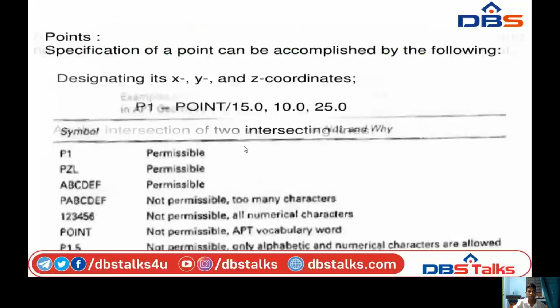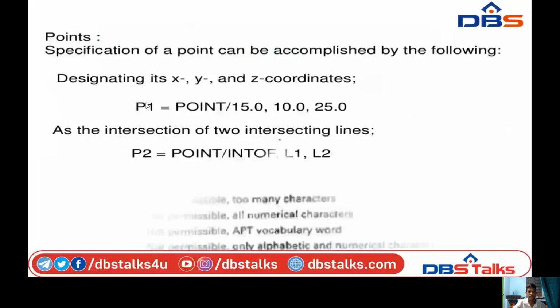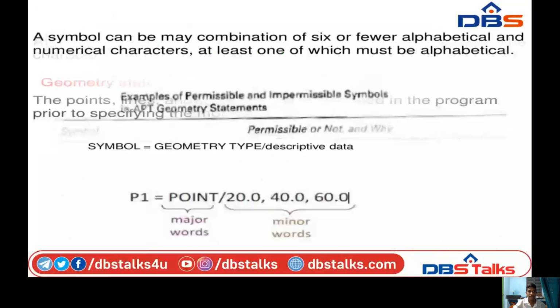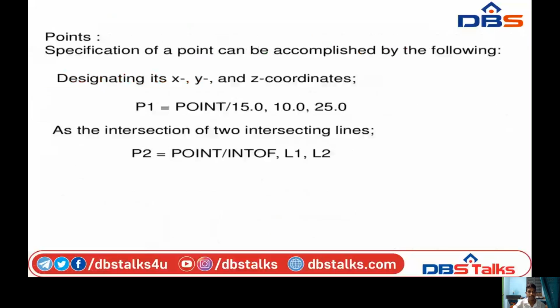Next, in the previous slide we discussed geometry statements. First one is point. Point designates its x direction distance, y direction distance, and z direction coordinate. P1 is a point. It has 50.0, 15.0, 10.0, 25.0 in x direction, y direction, z direction.